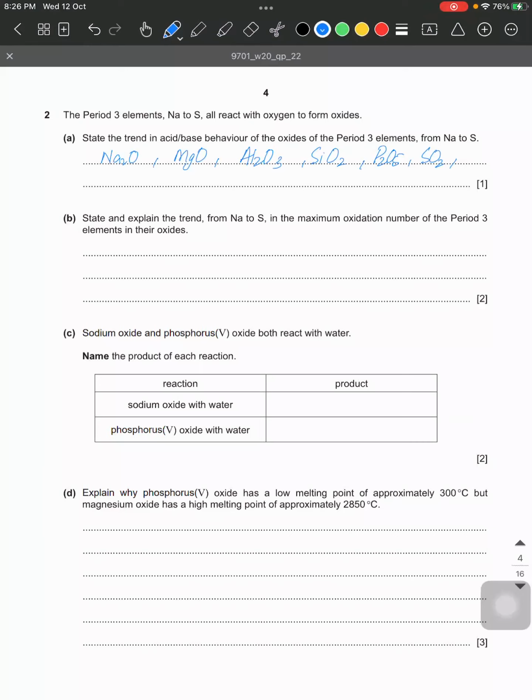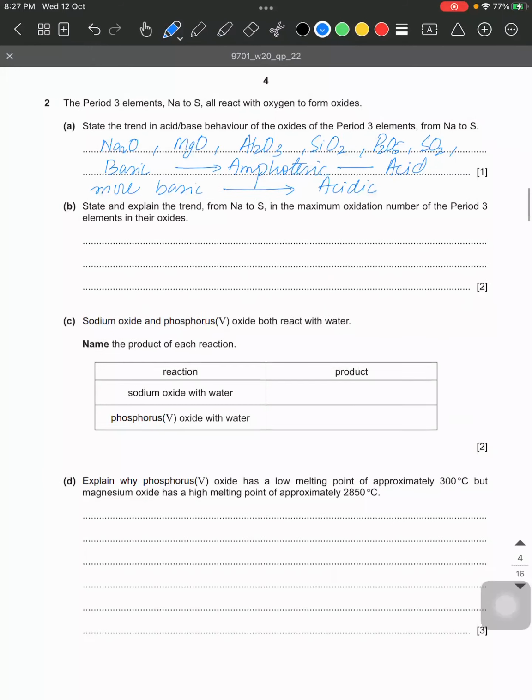और ये होता नहीं है ऐसे normally. So you can say that it is basic, then it is amphoteric, and then it is acidic. So they all are acidic, right? So the first two are basic, then amphoteric aluminum oxide, then all three are acidic, right? So you can say that it is actually from more basic to acidic. Yeah, most acidic, right? You can write in this way, right? Let's move towards part B.